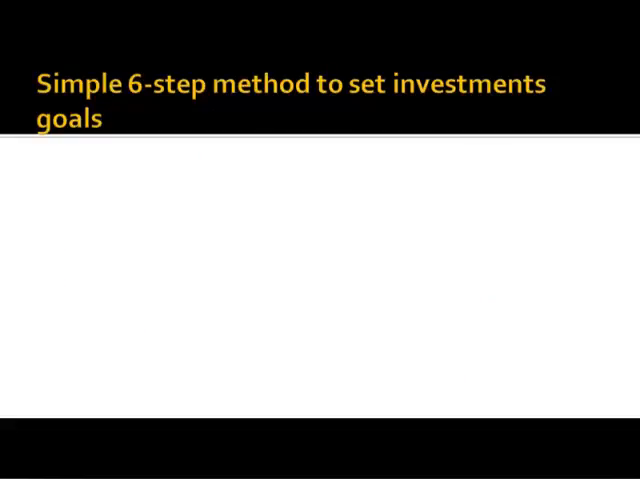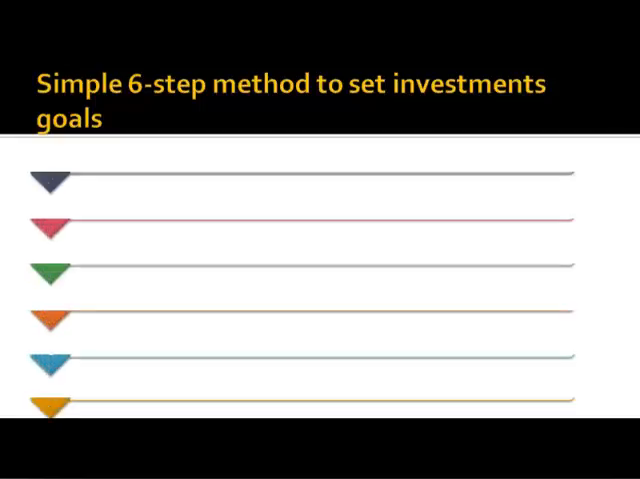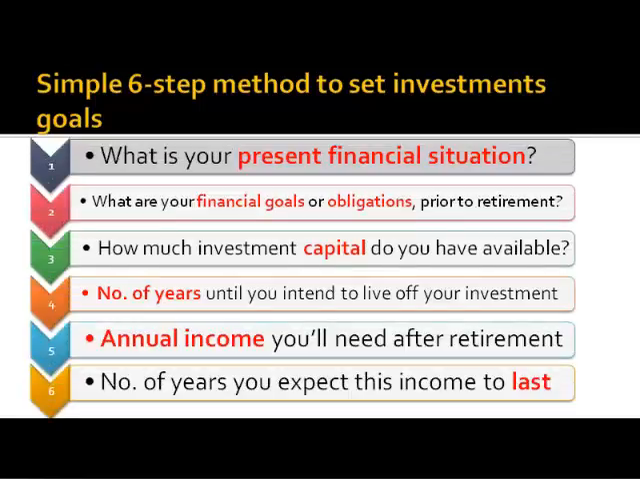Okay, this method has 6 easy steps. At a glance, this method is based on our existing financial situation and takes all our financial goals and obligations into consideration, plus the capital available to us now, and the time frame that we expect before our retirement. This method projects the amount of money that we need every year during our retirement life and the required performance from our investment to achieve that.